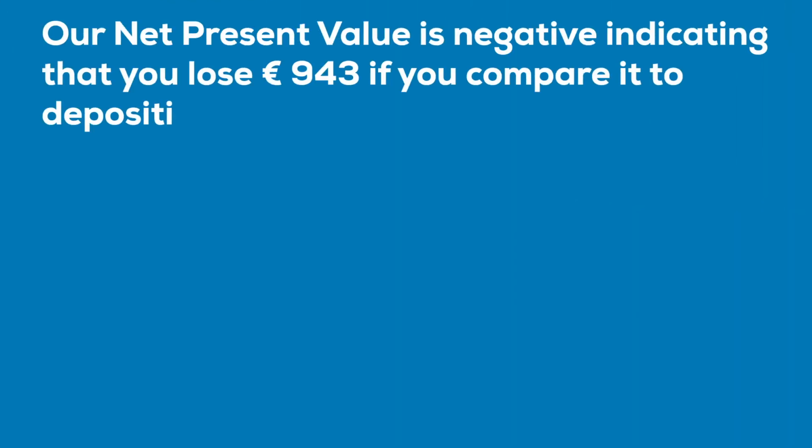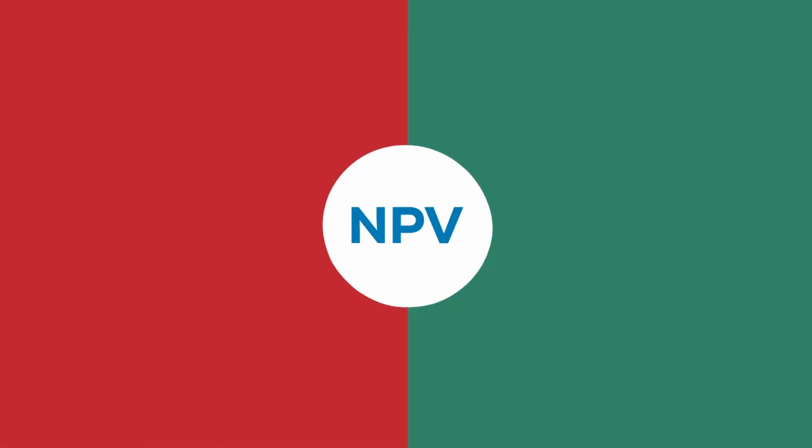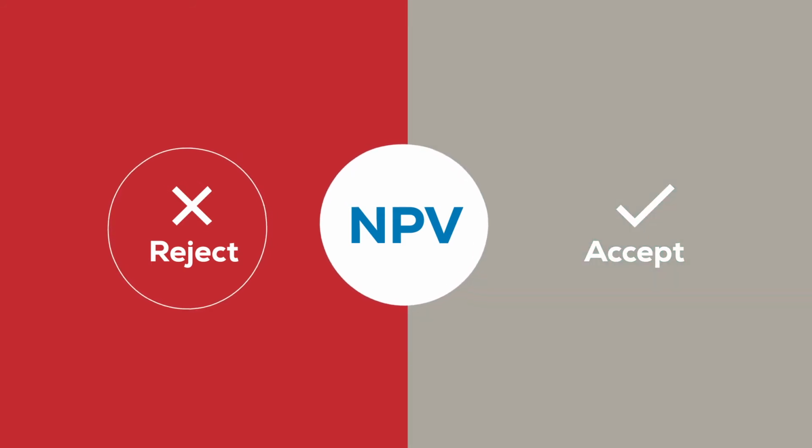Our net present value is negative, indicating that you lose €943 if you compare it to depositing your money at the bank. The net present value calculations are commonly used to decide whether to accept or reject a project. When the NPV is negative, as it was in our example, the company will decide to reject the project and will not invest in it.